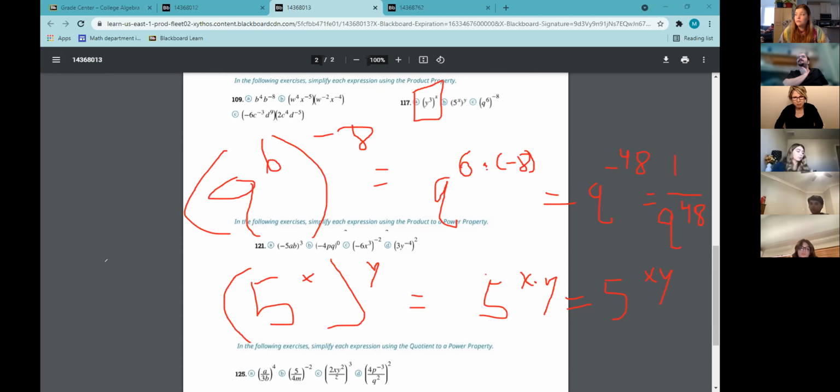Questions about these? These are the sort of basic concepts, right? When I multiply the base, I add the exponents. When I divide the base, I subtract the exponents. When I go exponents to exponents, I multiply those exponents. Negative exponents get flipped. I think there's at least 4 rules I just said there, right?